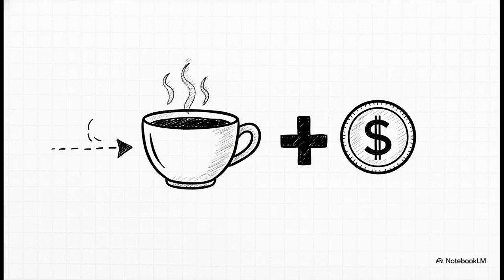For our coffee cart, the derivative of our profit function tells us our marginal profit. It answers that one critical question: if I go ahead and sell just one more cup of coffee, exactly how much more profit will that single cup bring in? Notice we're not talking about the average profit. We're talking about the profit from the very next one.